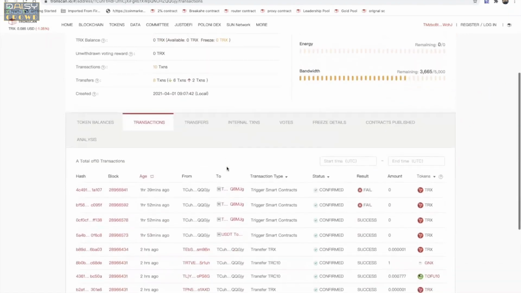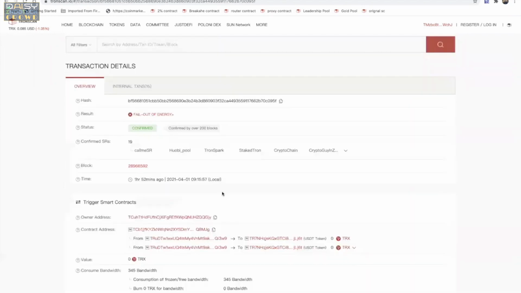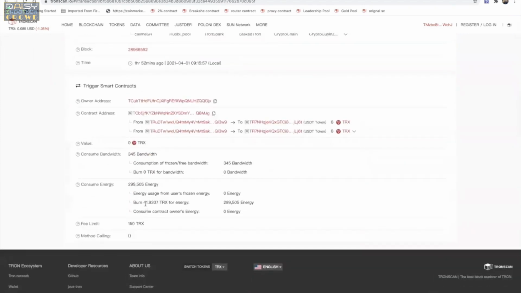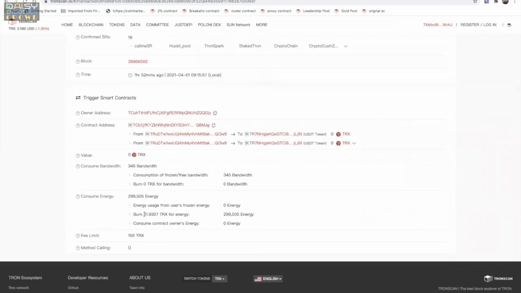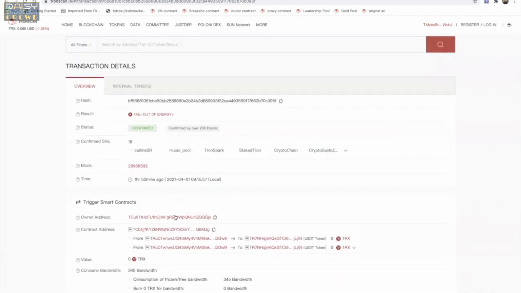Yep, exactly right. We can look at the second transaction and see that they had 41 Tron available, right? Which was not enough. So it burned their 41 Tron. That's what is happening in a lot of cases.